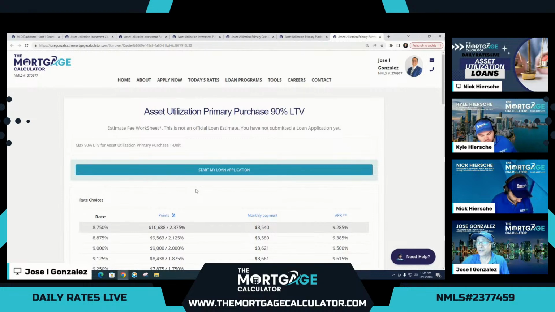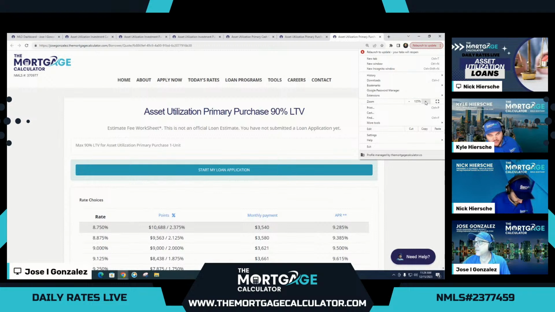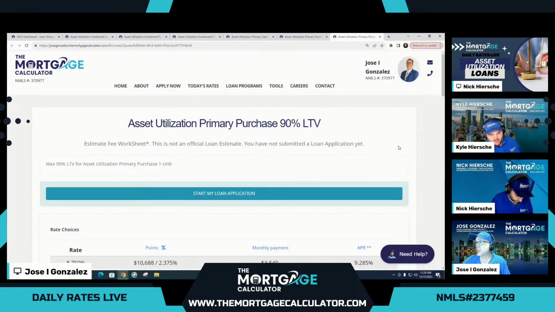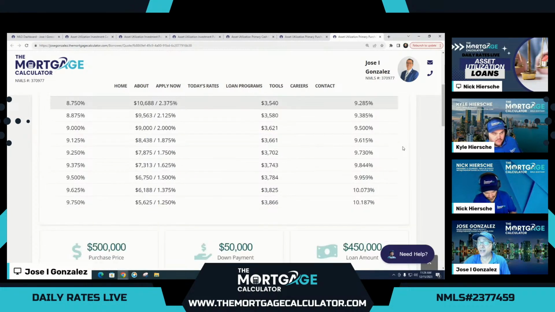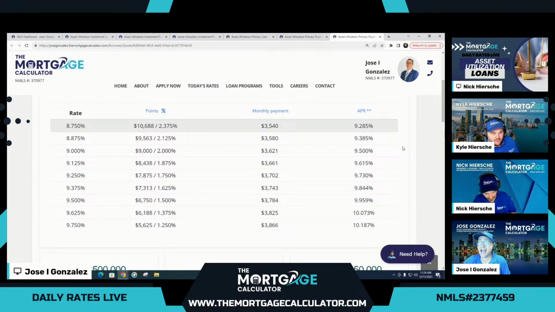So the first one here is our primary, and let me make this a little bit bigger for you all. Okay, this is a primary purchase, 90%, 1-unit property, and you're going to really love these rates. You're looking at 9.75 as your lowest cost option, costing 1.25 points. And you can buy that down to 8.75% at 2.375 points.